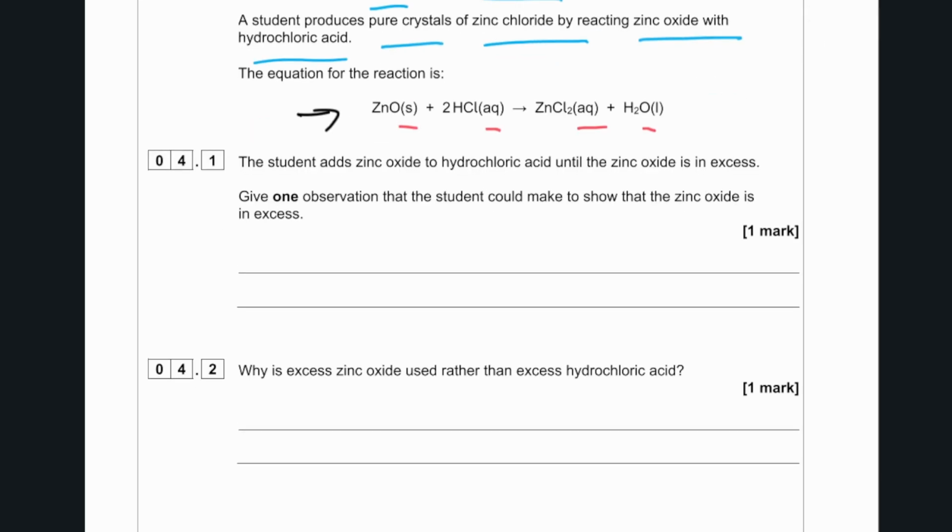The student adds zinc oxide to hydrochloric acid until the zinc oxide is in excess. So once again, we're dealing with something in excess. Give one observation that the student could make to show that zinc oxide is in excess. So what would happen when zinc oxide is in excess is when you add more zinc oxide, it wouldn't be used up in this reaction. At the moment, the zinc oxide is being converted to zinc chloride. When it's in excess, that means the reaction is basically complete. You've got too much zinc oxide, not enough hydrochloric acid, so it won't react. So essentially this zinc oxide is not going to turn into zinc chloride, and the observation that you would see is, because this is a solid, you'd have some solid remaining, okay?